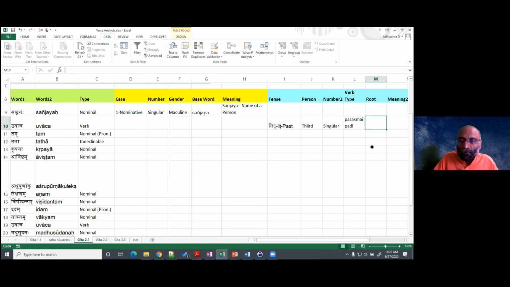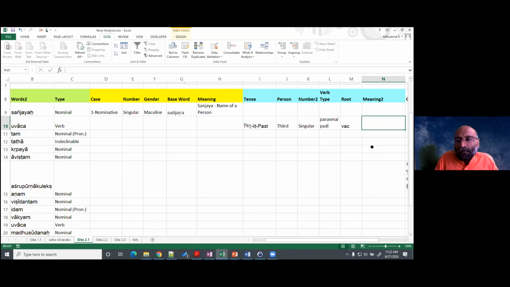The root here happens to be vach. How do we know what is the root for a given verb? Like uvacha, what is the root? That requires some knowledge of grammar. There is no automatic way of knowing. There are some tools some people have designed, and I have given the address of those tools, but those tools are still work in progress and may not be very reliable. But the idea is that you have to have some knowledge of grammar to find out what is the root. And the meaning of this root is to say, to speak.